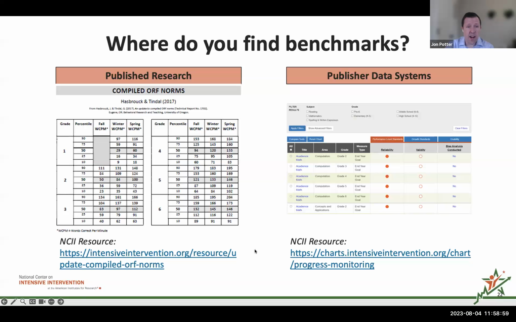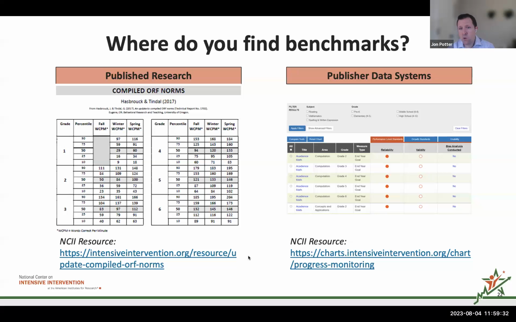All right. So in terms of finding benchmarks, there's published research around them. This link will take you to compiled norms around oral reading fluency. These are national, so across a broad range of passages, with a very large sample of students that you can look at. They may actually have updated ones in 2020 as well. I'm not sure, but if you just Google Hasbrouck and Tindal ORF norms, you'll find whatever is most recent out there. They're large and broad, and they give you an idea of where students should be scoring depending on their percentile for each grade level.